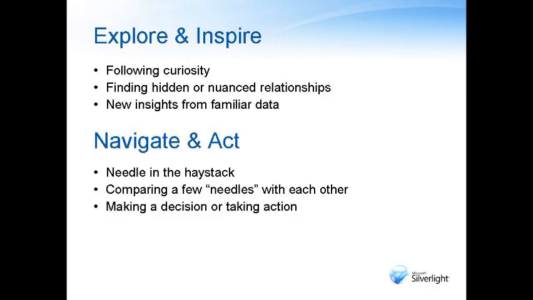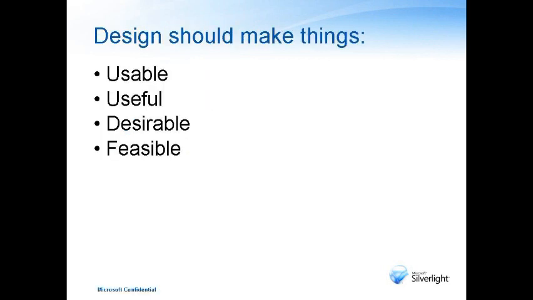The other prime usage type is navigate and act. And this is the very specific, I know what I want, let me get to it. So I know that I want to find the needle in the haystack. Give me everything $100 or less, has 50 views or more, and comes in a nice Louis Vuitton pattern. Or comparing multiple needles with each other, doing a comparison shopping scenario. And ultimately, these let us create and make decisions. So that's just a quick overview of design and what it does for Pivot.